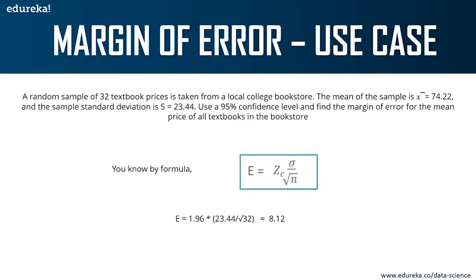All right. So guys, we know the formula for margin of error. You take the z-score from the table. After that, we have the deviation, which is 23.44, right? And that's the standard deviation. And n stands for the number of samples. Here the number of samples is 32, basically 32 textbooks. So approximately your margin of error is going to be around 8.12.